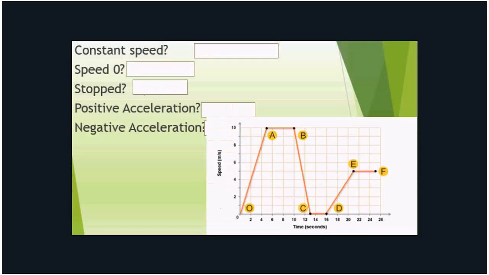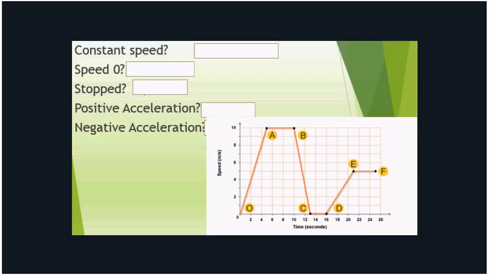When is his speed constant? A time when speed is constant is when his speed is not changing. You can tell that from 0 to A, his speed is changing because it goes from 0 meters per second to 10 meters per second. From A to B, his speed stays 10 meters per second. If you look at A, it's 10. If you look at B, it's still 10, meaning his speed was constant. So one possibility was from A to B. There's more than one for this graph.